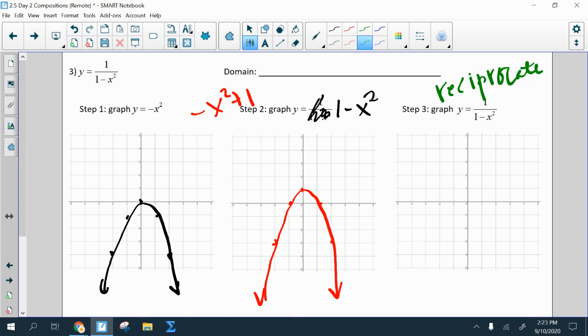Okay, so you are going to take the reciprocals of all of the y values in the red graph. I'm going to start with any place where the y's are 0, because if the y's are 0, we're literally saying 0 equals 1 over 1 minus x squared, which never happens. So wherever it equals 0, you are going to have a vertical asymptote. So that is at -1 and +1.